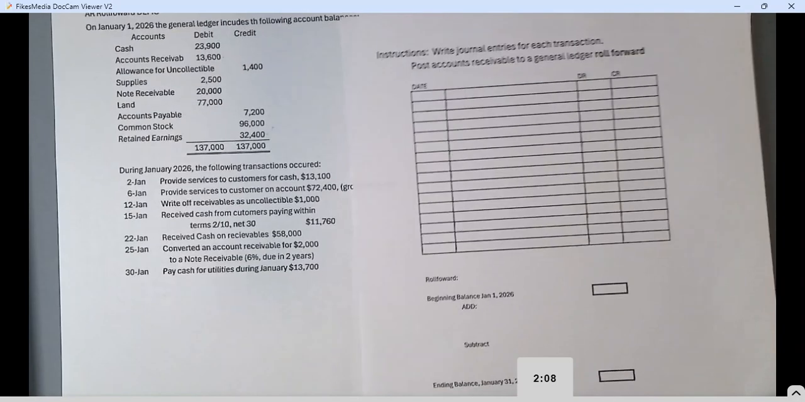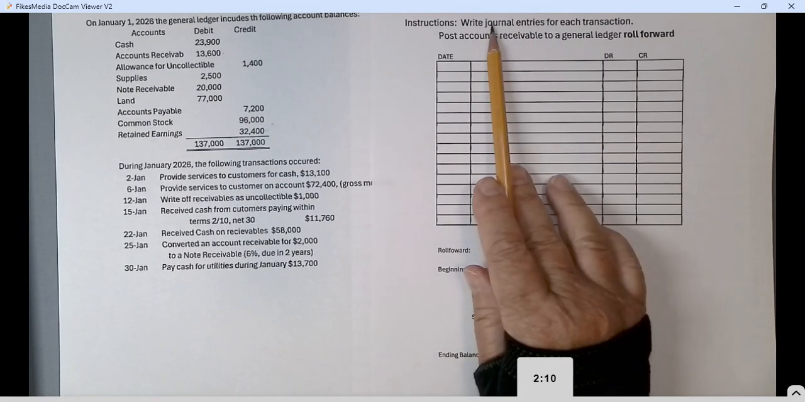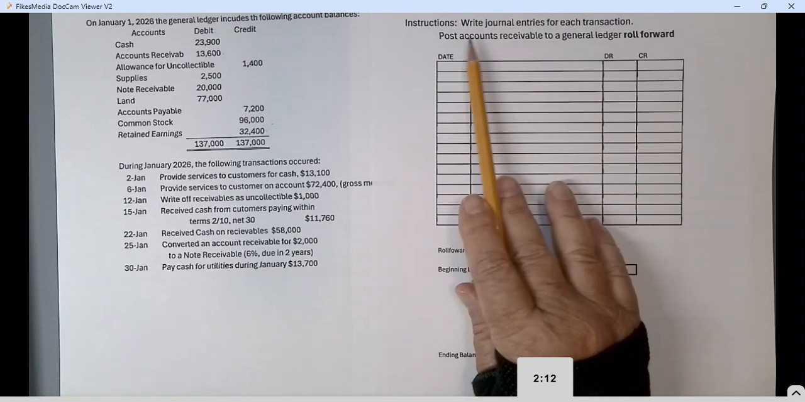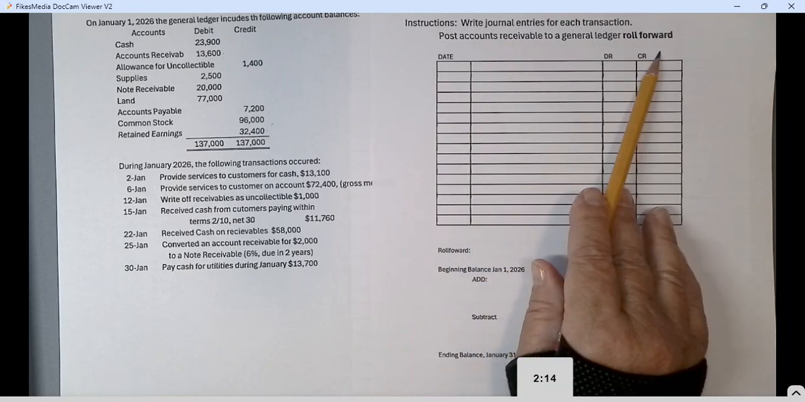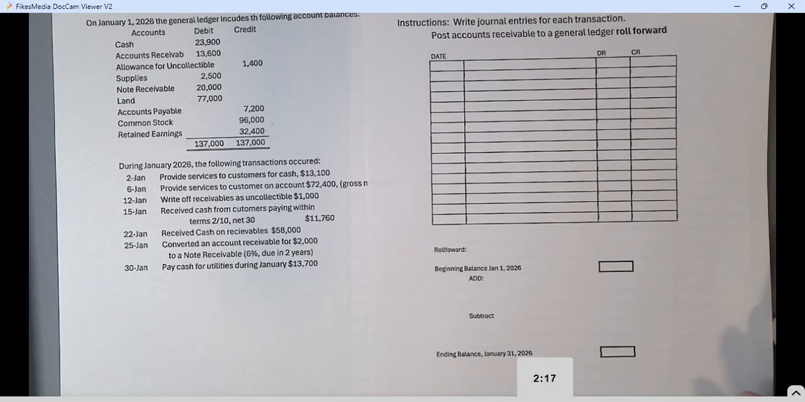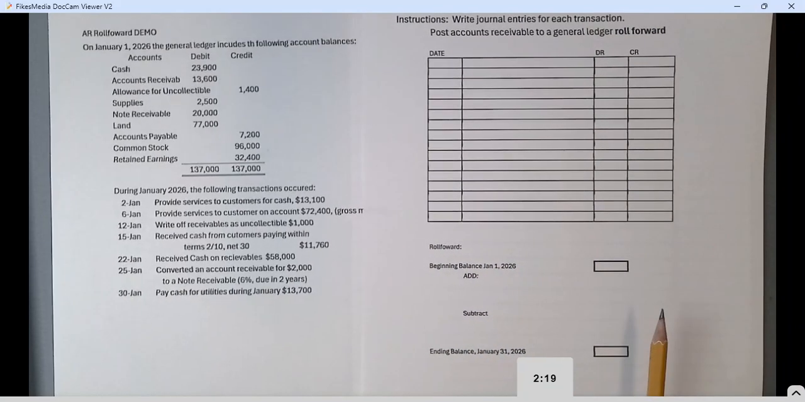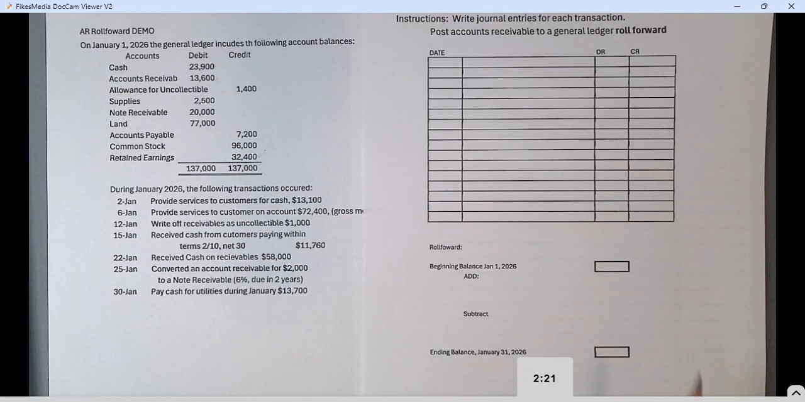Okay, TBS, simple TBS here. We are going to write up the journal entries for each transaction and then post the accounts receivable to the general ledger roll forward. Now, I know a lot of you are saying, but hey, isn't it faster to just post it right to the roll forward? Yeah, it's faster to make a mistake that way too.